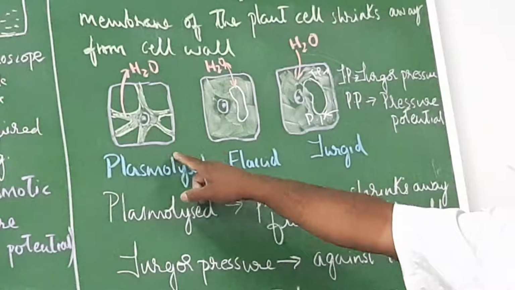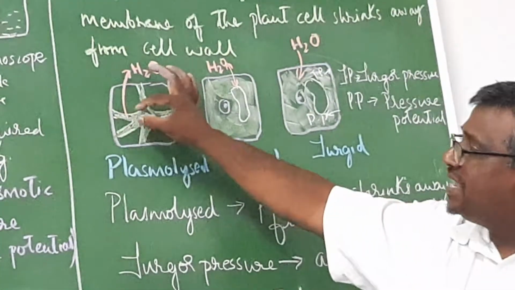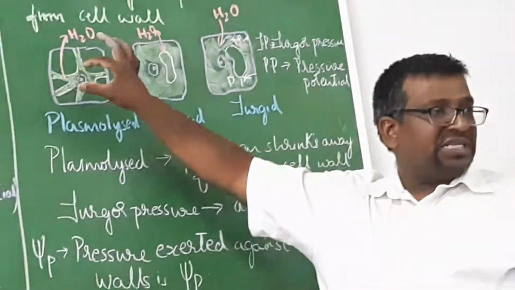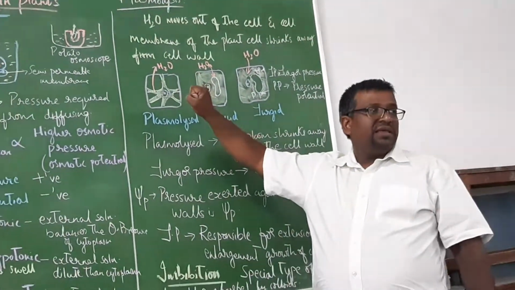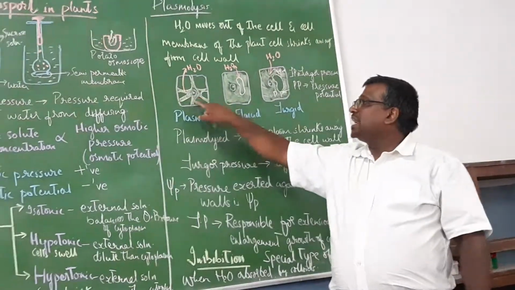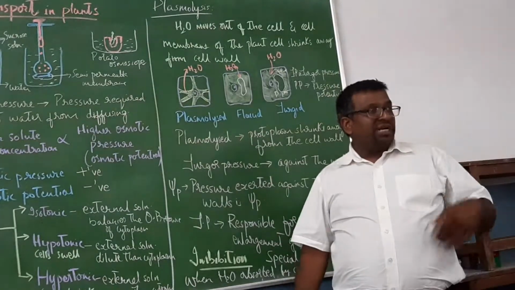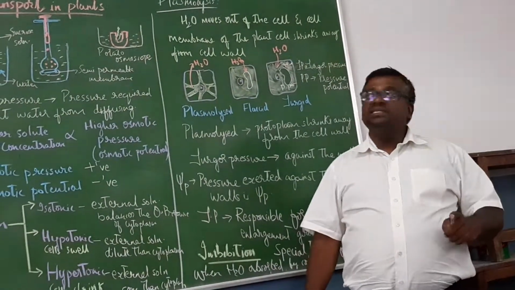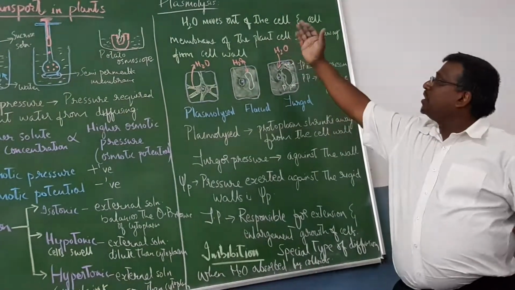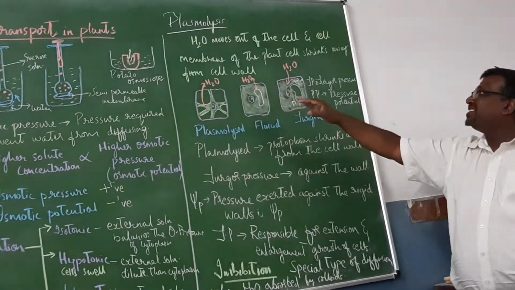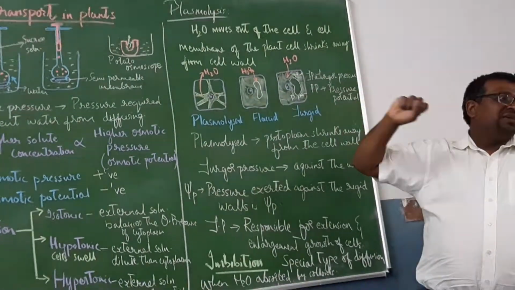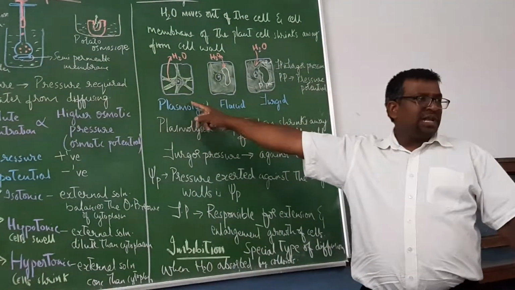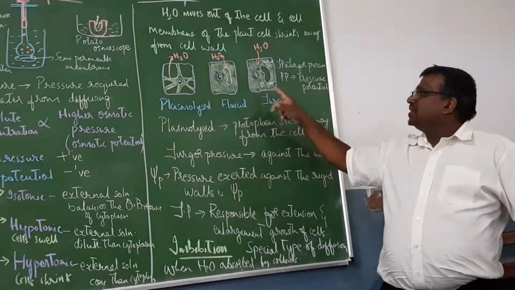When they are placed in hypertonic solution, you can see the protoplasm has shrunk from the cell membrane or cell wall, has shrunk away from the cell wall. So we call this a plasmolyzed cell. So it is exosmosis, but extreme exosmosis we call a plasmolyzed cell. So water moves out of the cell and the cell membrane of the plant cell shrinks away from the cell wall. That is what plasmolysis is. So this is a plasmolyzed cell, flaccid cell, turgid cell.